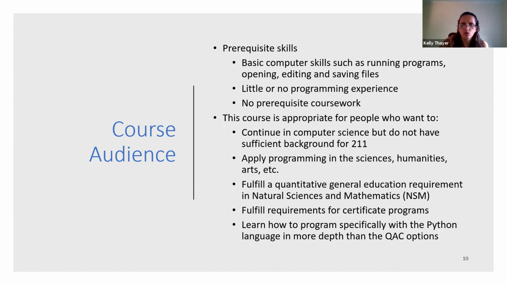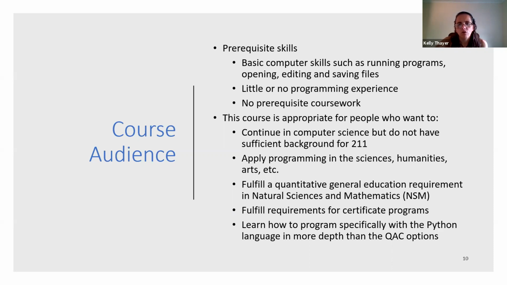and we can work with you to figure out which course is the best one for you to be in. This course is appropriate for people who want to continue in computer science but do not have the sufficient background for the 211 course. I'll point out that the 211 is in fact the gateway course, so the 211 to 12 is how you get into the computer science major, and those are the courses that count towards that major. This class, the 112, does not count towards the computer science major. However, it may be required for you to take that before you're ready for the 211 to 12 sequence.